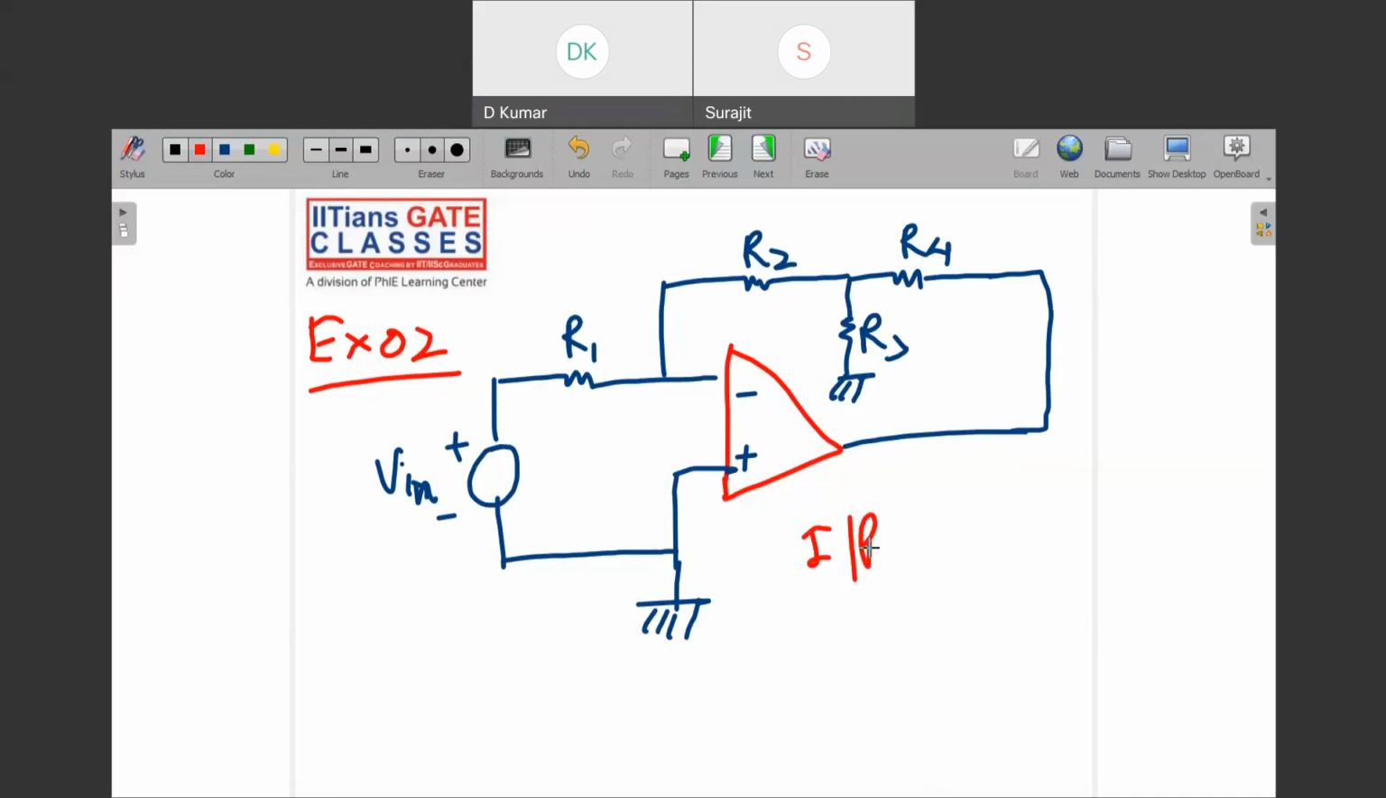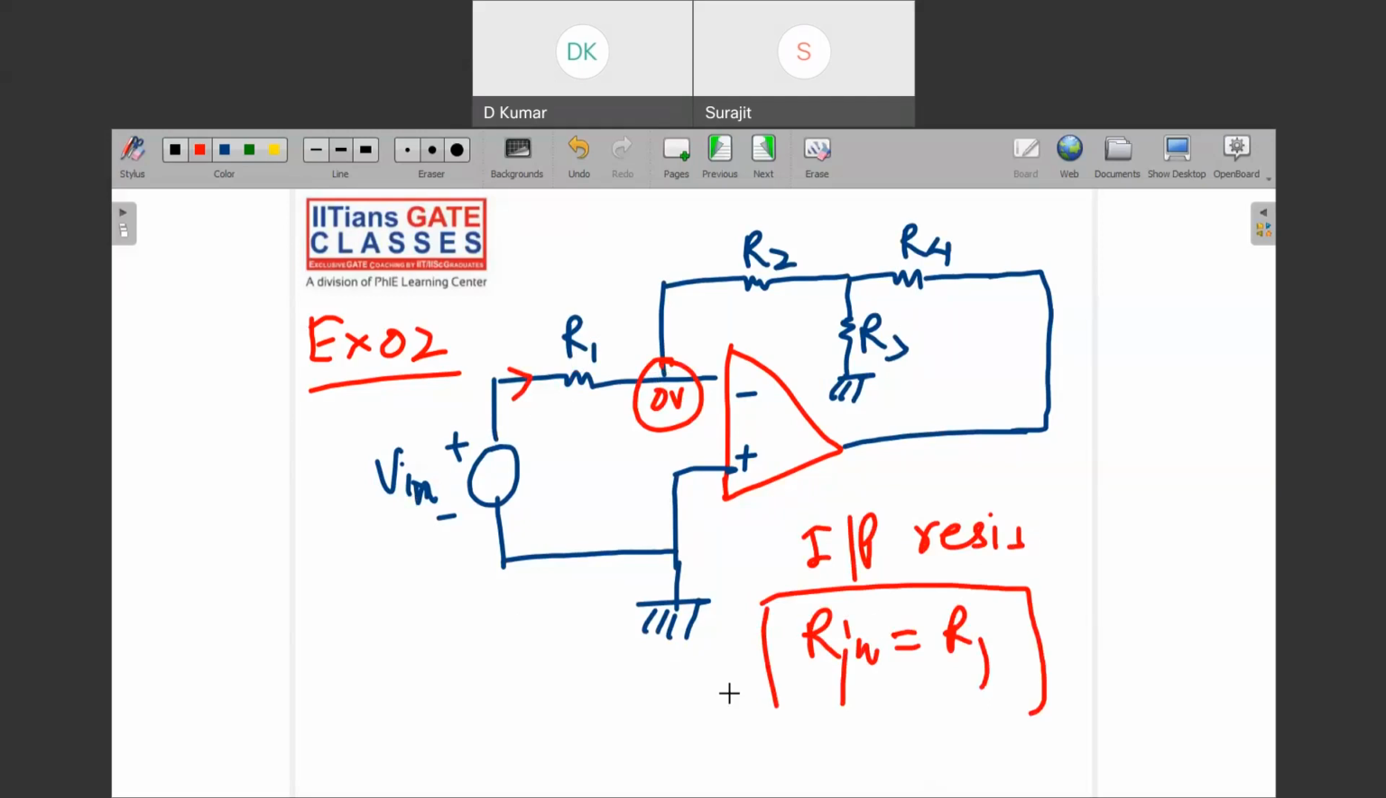R1. Yes, great. So this voltage will be 0 here, and the current will be flowing V in by R1. If you want to find the input resistance, the Rin will be equal to R1. Very great, no need to find anything else.